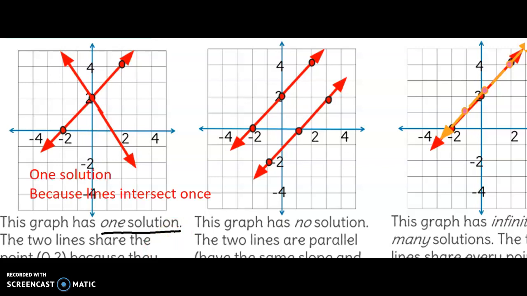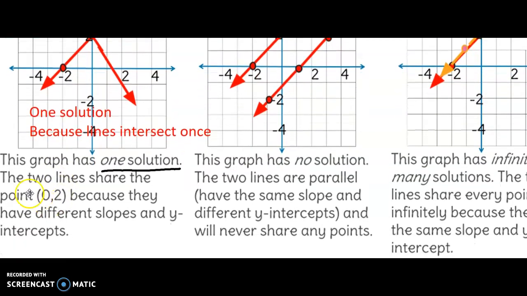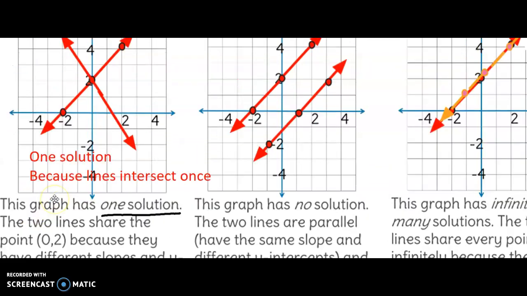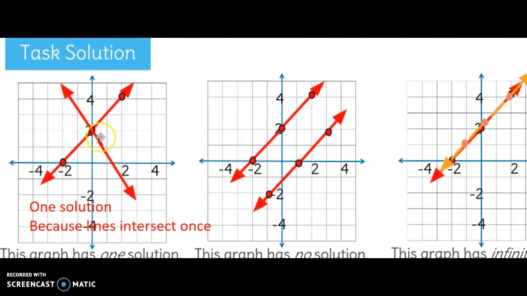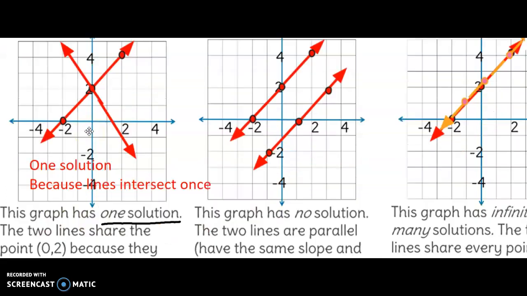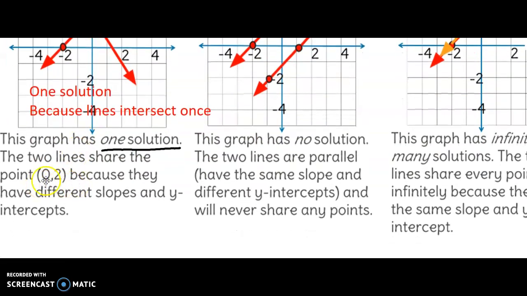Here I put the notes on top of it because this is something that I said was important. Again, this is an example of how to take better notes than just the ones provided in the future. So this graph has one solution because the lines intersect once. If you look down here, it says the two lines share the point (0, 2). Therefore, the solution is (0, 2).